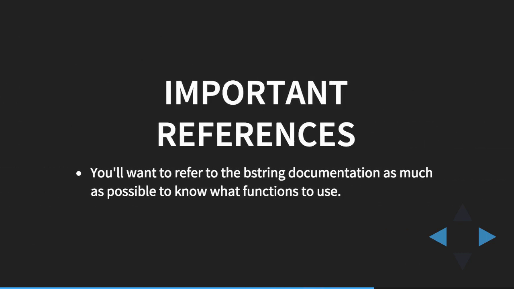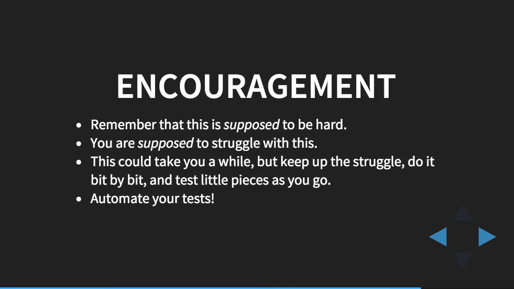Okay, important references. You're going to need to know how to split strings, how to create bstrings. So look through the bstring documentation as much as you can, or, if you get stuck, you can go and look at my sample code in the lectures GitHub. Okay, this is supposed to be hard and you're supposed to struggle with it. So remember that. This could take you a while, but if you've got a connection accepted and you have the read and write from net client and you have ring buffers, it's actually pretty simple. It's just a matter of breaking the problem down.